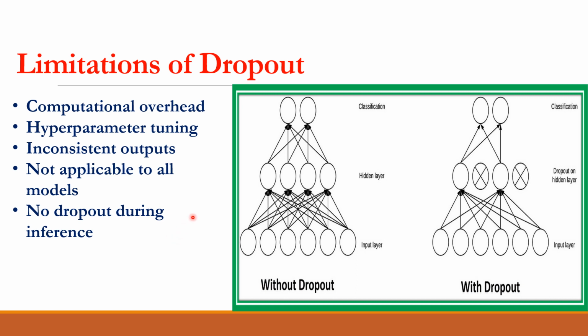Then no dropout during inference. Dropout is only applied during training and it is deactivated during inference. This can sometimes result in overfitting during inference, especially when using a low dropout rate. To mitigate this issue, a variant of dropout called DropConnect has been proposed, where connections are dropped instead of neurons, allowing the model to retain its complexity during inference.